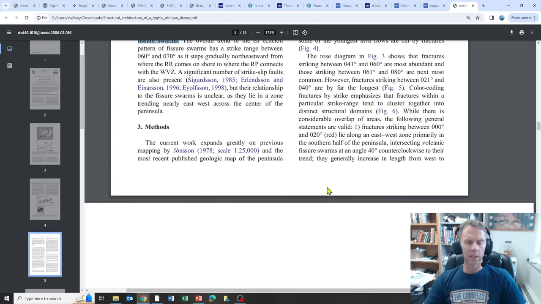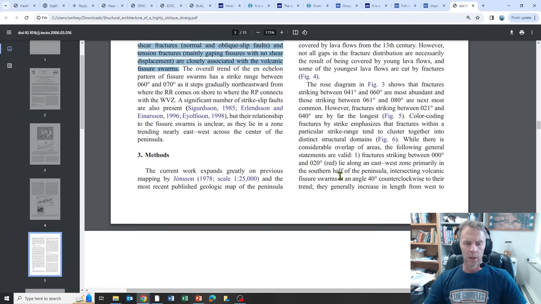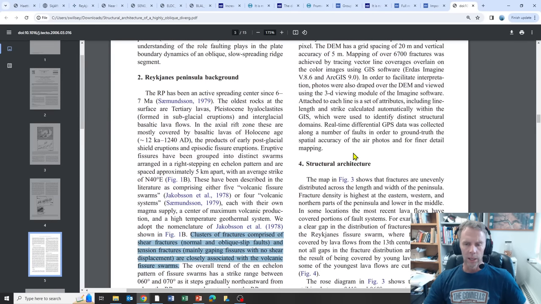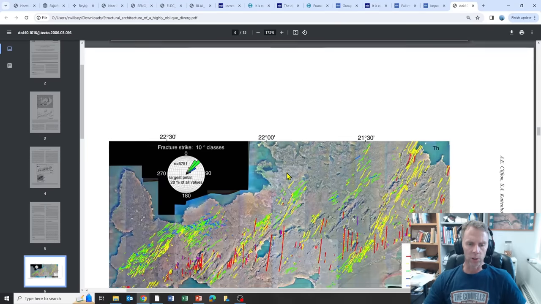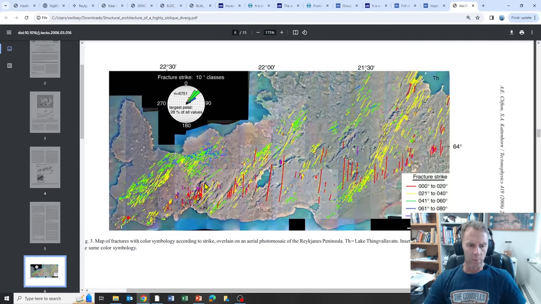So basically what they've done here, if you get through their methods, is they got a lot of really good aerial photos and digital elevation models, and really looked at the landscape in very fine detail and looked at these fractures and then figured out and plotted them up exactly where they are. And they found that it looks chaotic, but there actually are sets, or what they're calling domains of fractures. So here in different colors, red, yellow, green, blue, and purple, are the fractures that they could spot using their imagery on the Reykjanes Peninsula.